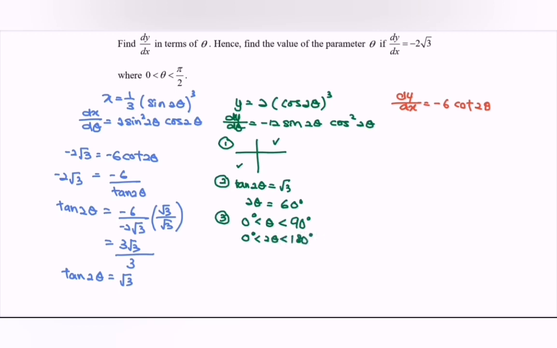So number 4, based on the rotation. So in here, we have the basic angle, 60 degrees. Here we have the basic angle, another 60 degrees. So rotation will begin with 0 until 180. So the solution will be 2 theta, which is equal to 60 degrees. So theta will be equal to 30 degrees. So theta will be pi over 6 radians.